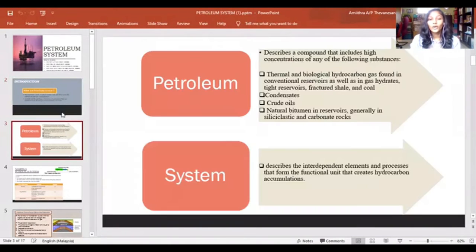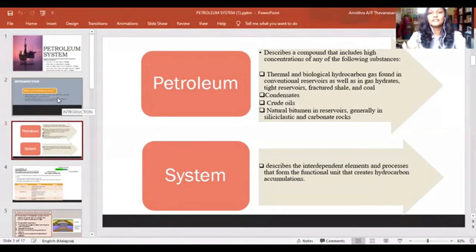So now, what are examples of your geological elements and also processes? Geological elements, for example, would be your source rock, your seal, and also your reservoir. As for geological processes, they would be your migration, generation, and also accumulation. Those are the examples. So now I'll break down petroleum and system for you so you have a better understanding.